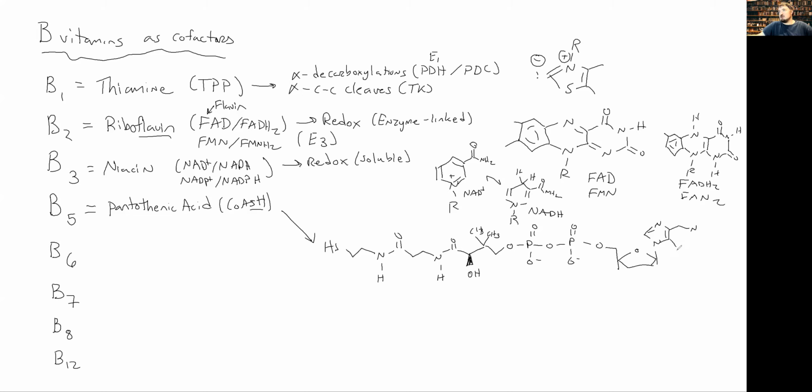I wouldn't expect you to draw this, but you should at least recognize what it is and what B vitamin it's derived from. Down here we have cysteine. We attach the acetyl here, or whatever acyl group we want. This is important for fatty acid breakdown. You're going to see fatty acyl CoAs a little bit later.